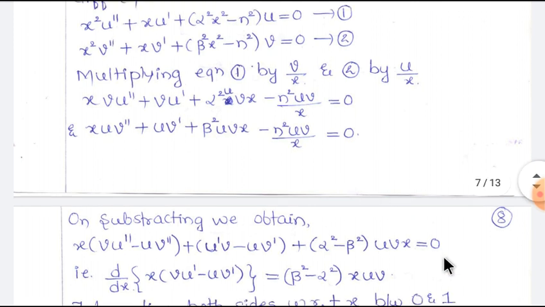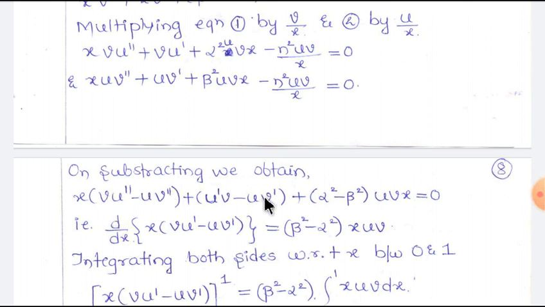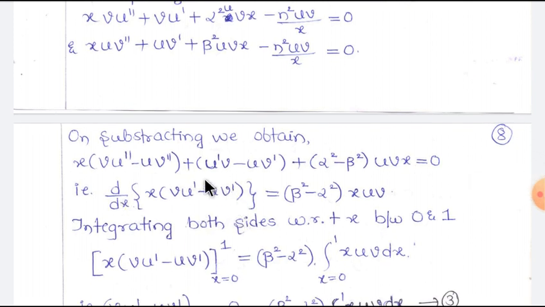The RHS value is 0. The first two terms become d/dx of x (v u' - u v'), which is equal to, taking the third term to the RHS, (beta^2 - alpha^2) x u v. Differentiating this term with respect to x gives these two terms. To eliminate d/dx, integrate both sides with respect to x between the limits 0 and 1.